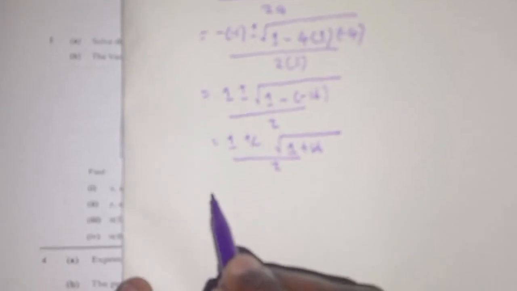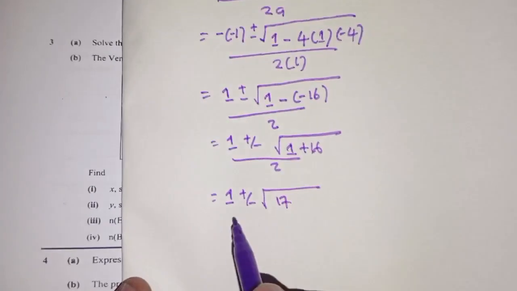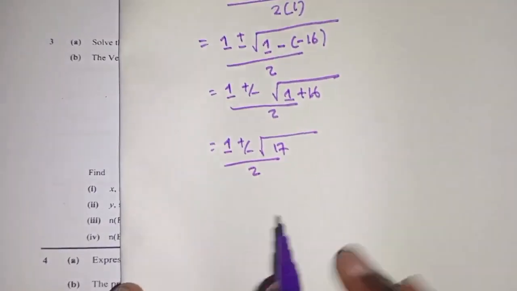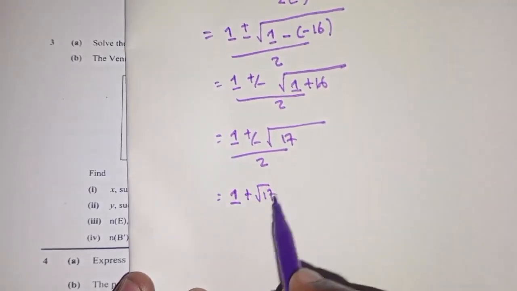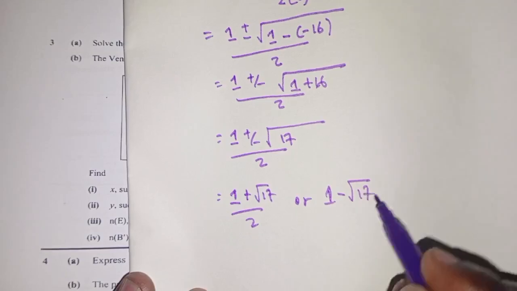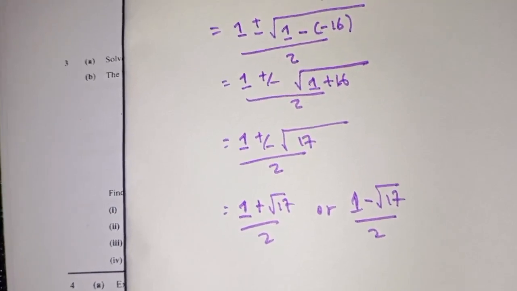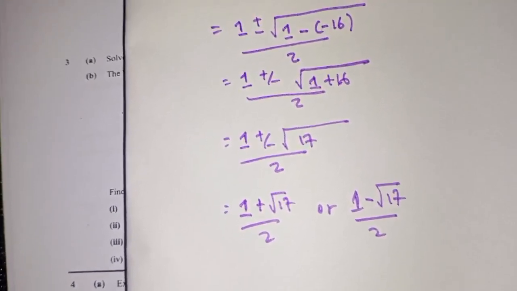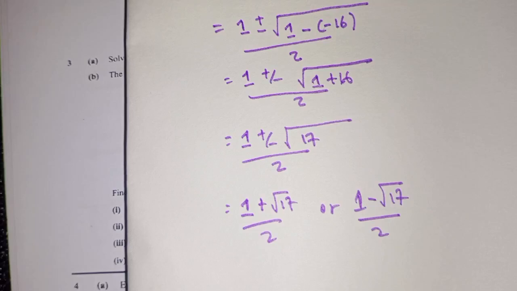So 2 more last steps and we're done. So 1 plus or minus the square root of 17 over 2. And here you write it like this: start with the plus, 1 plus the square root of 17 over 2, or 1 minus the square root of 17 over 2. Your calculator will do everything, you don't need to punish yourself here. Write them as they are.